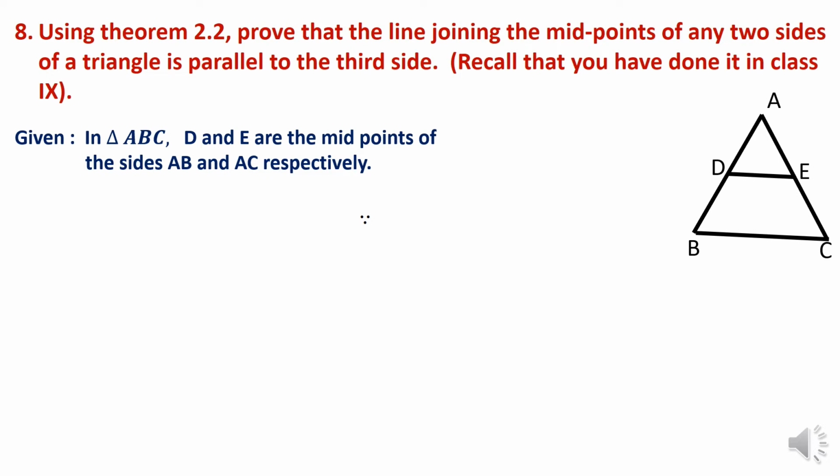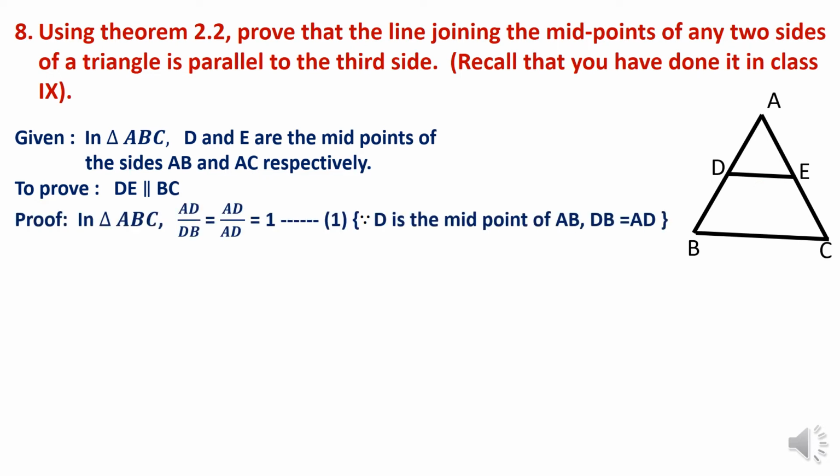What is to be proved is that it is parallel to the third side. That is, DE is parallel to the third side BC. In triangle ABC, the ratio AD upon DB could be written as AD upon AD, replacing DB as AD since D is the midpoint of AB. By simplifying, it is equal to 1. Consider this as equation 1.